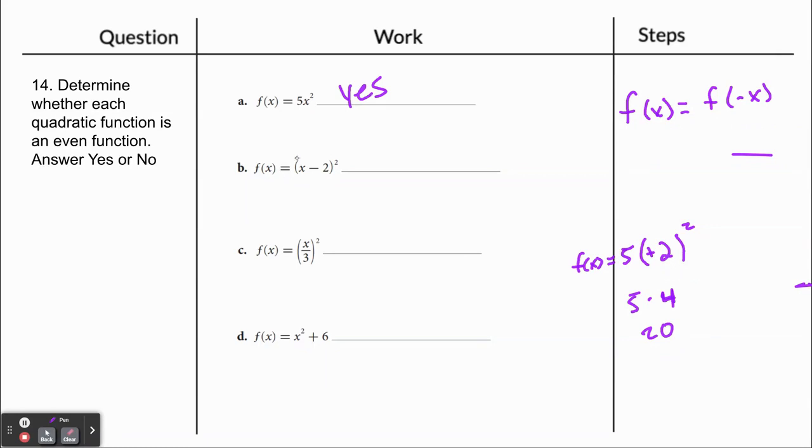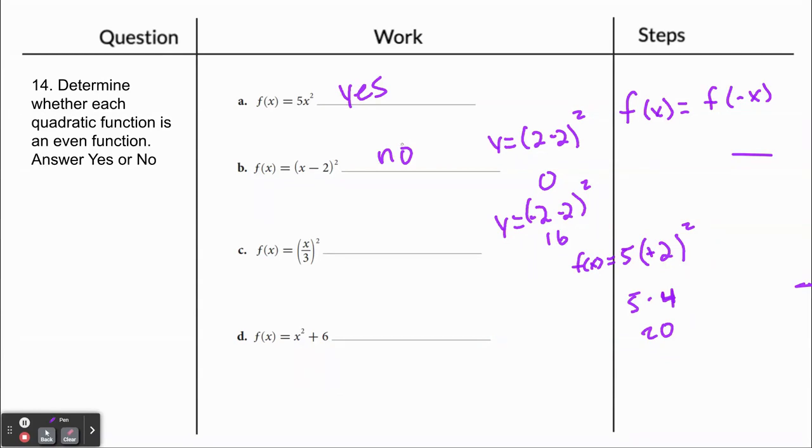Let's try this one here. So we have f of x equals x minus 2 squared. Let's do the same thing. I'm going to plug in a value here. Let's do 2. I'm going to use y here for speed's sake. If we did 2 minus 2 squared, 2 minus 2 is 0, squared is 0. If I plug in -2, -2 minus 2 is -4 squared, which is 16. These two do not give us the same value, which means that no, this is not an even function.